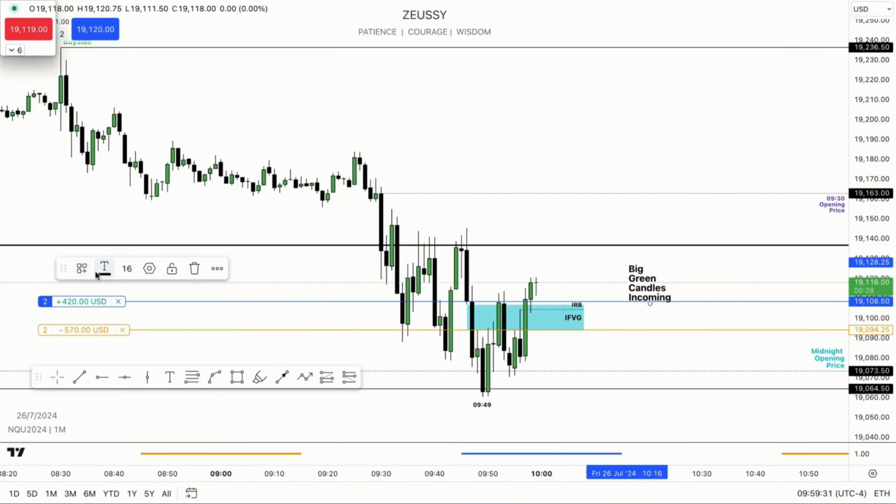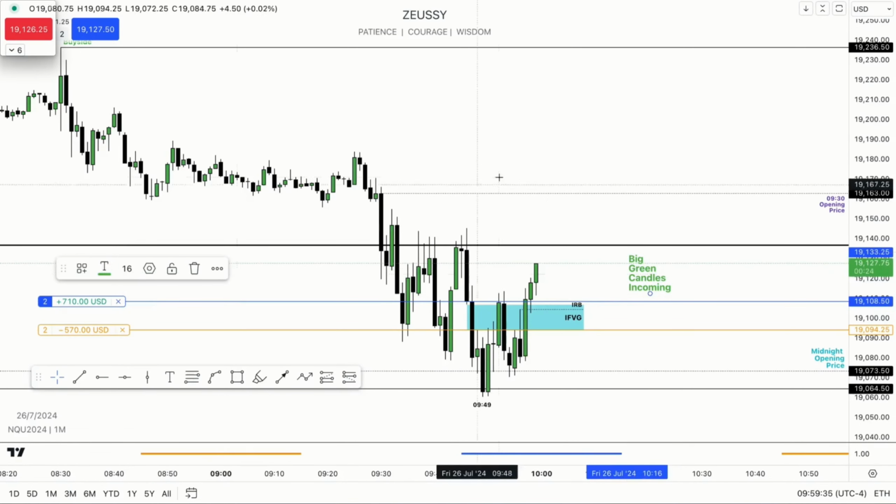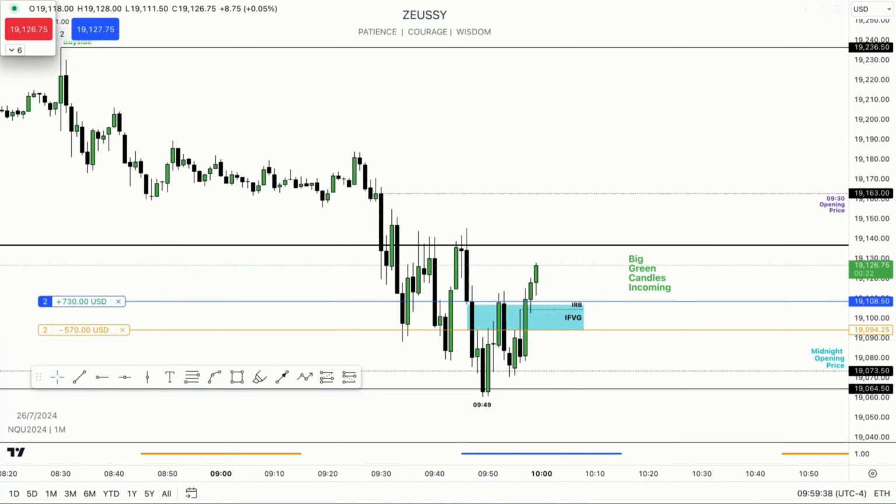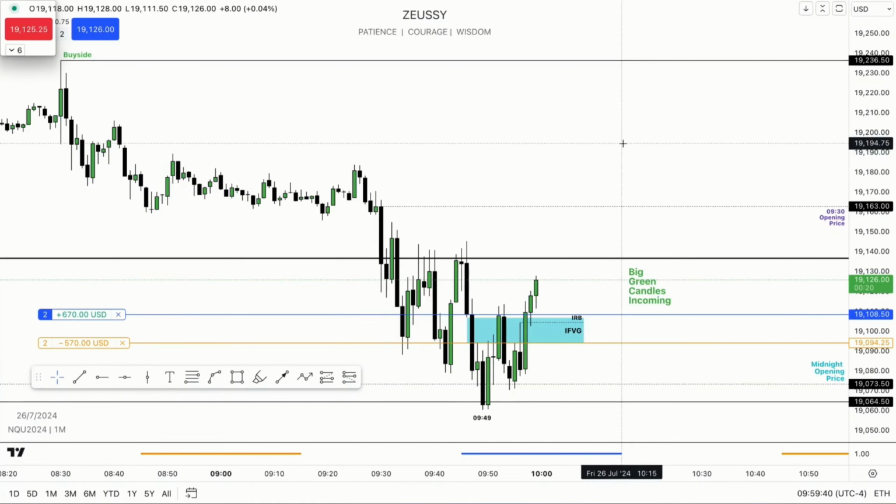Notice that 10 o'clock. Oh, that's orange. Let me make it green. Notice that the 10 o'clock open is upon us, so I anticipate that we're going to see an expansion towards the upside taking place.